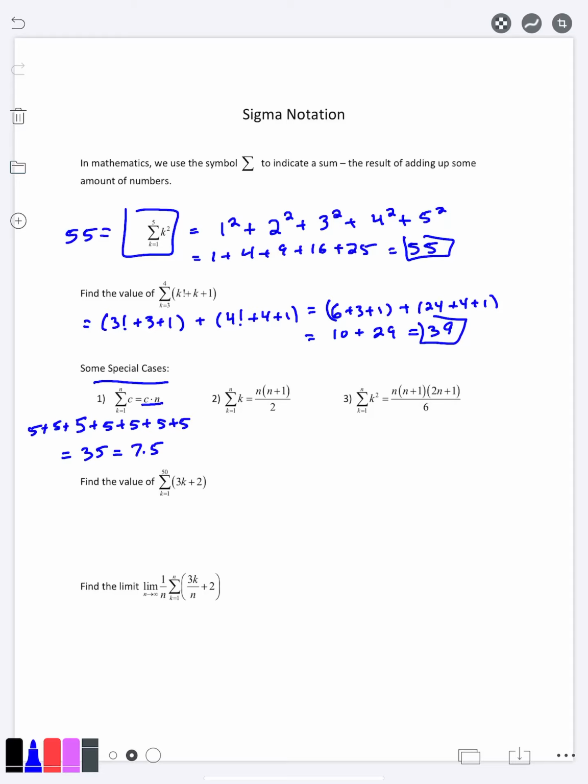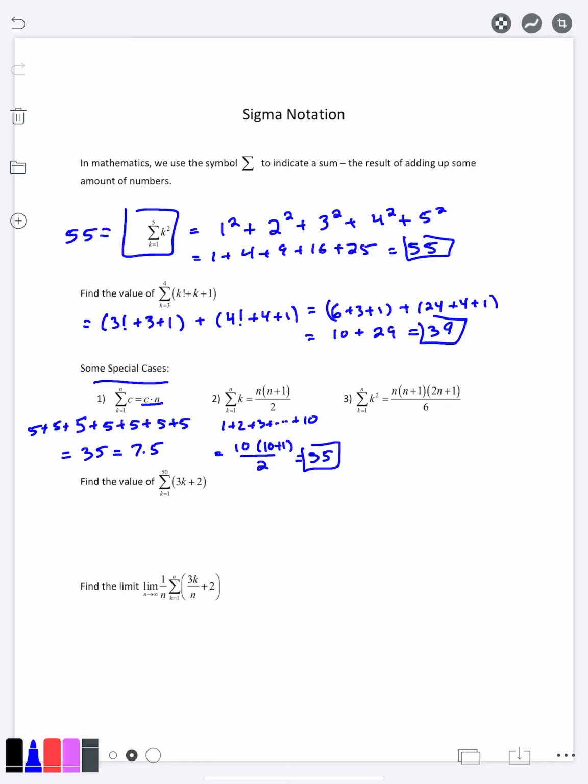Okay? The next one is, what happens if you are adding up the numbers in order, 1 plus 2 plus 3, up to, say, 10, and you want to find the answer? Well, this formula here gives you the answer. It's going to be 10 times (10 plus 1) over 2. So the answer is going to be 55. So it's just a shortcut for when you're adding up increasing numbers up to a fixed point, which we're going to call n as our final value there.